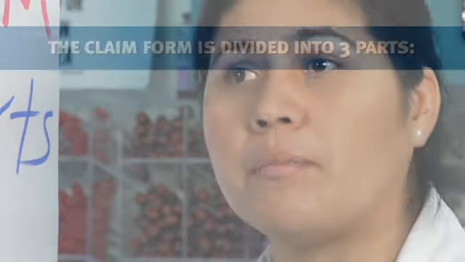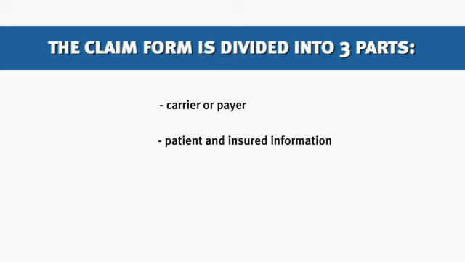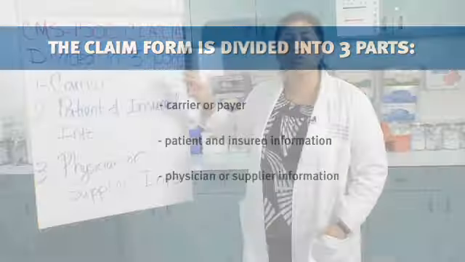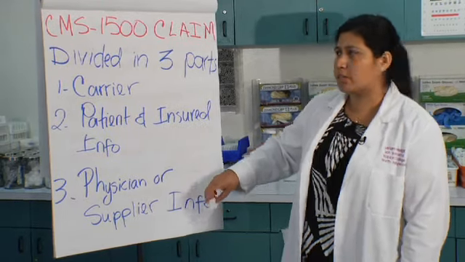Today we're going to talk about the CMS 1500 claim form and how to complete that form. Some important things that we need to discuss before we start completing the form are the carrier or payer, the patient and insured information, and the physician or the supplier information. What we have in the claim is 3 different things that we really need to pay attention to. But in addition to that, there are some rules that we must follow to prevent rejection of the claim.